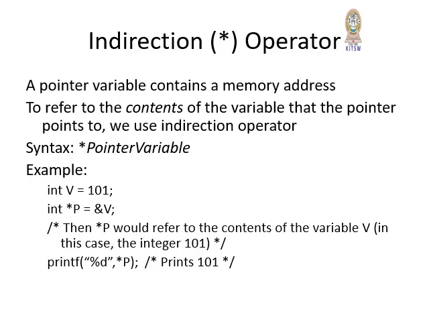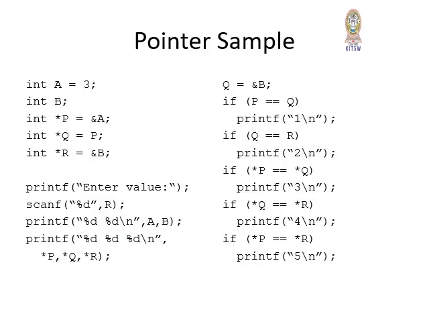The star operation is also called the indirection operation. This is with respect to simple basic variable declaration and initialization. You can see one sample program here. P is a pointer storing the address of A. Q is another pointer which is storing the address of P, so this is a double pointer, and star R is storing the address of P.